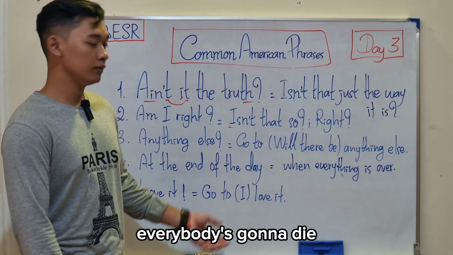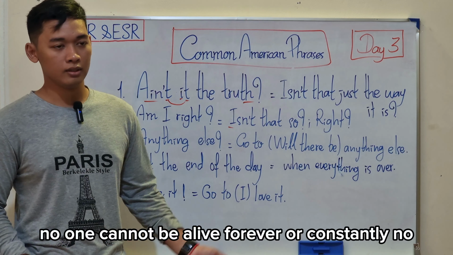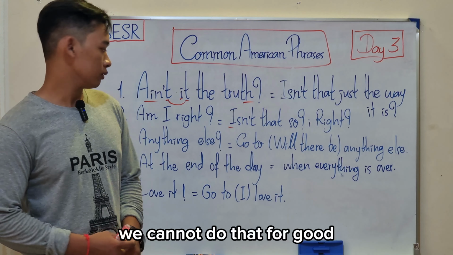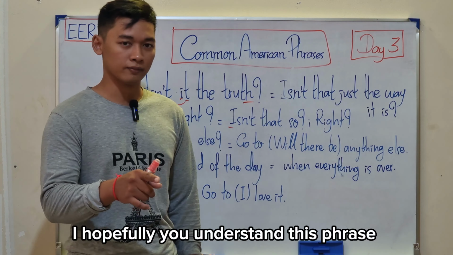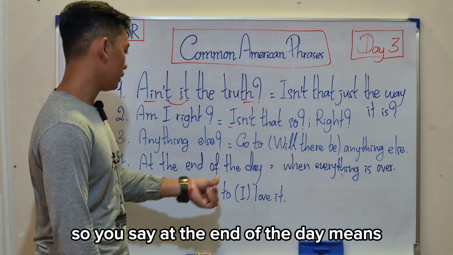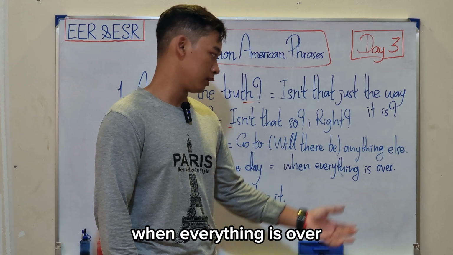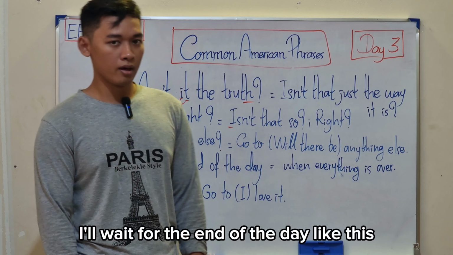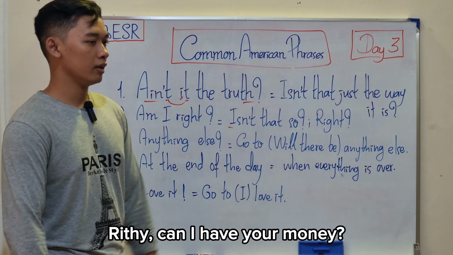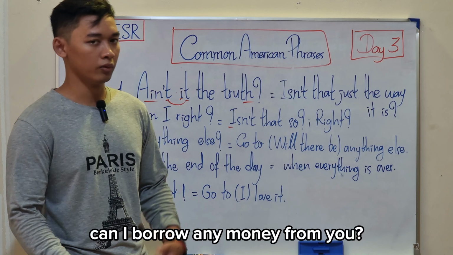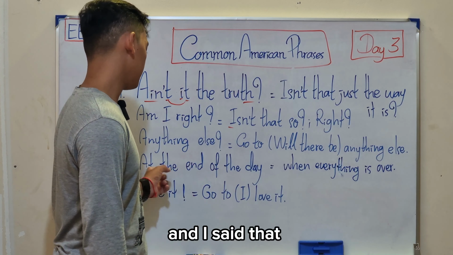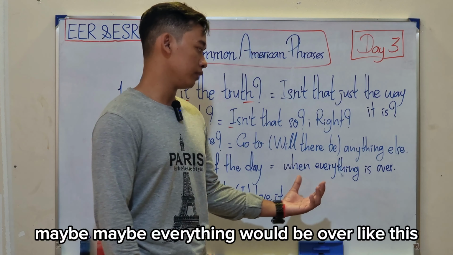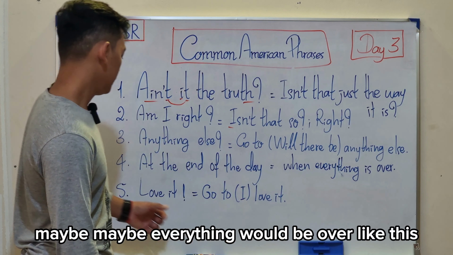Everybody's gonna die, even me. No one can be alive forever. We cannot do that for good, right? Hopefully you understand this phrase. So you say at the end of the day means when everything is over. Yeah. I'll wait for the end of the day, like this. Rithy, can I borrow any money from you? And I said, wait for the end of the day. Maybe everything would be over, like this.